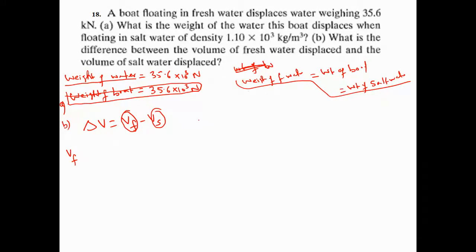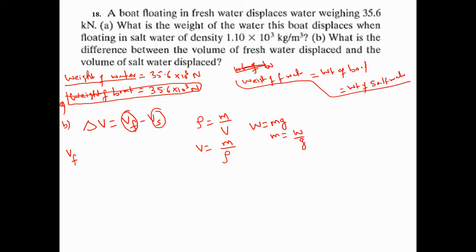Brother, what is the formula for density? My formula for density is rho equal to mass over volume. Am I right? Yes. Therefore I can write my V equal to mass over rho. Am I right? Right. What is the formula for weight? Weight is equal to mass multiplied by gravity. Am I right? Right. Therefore my mass is equal to weight over gravity. Am I right?